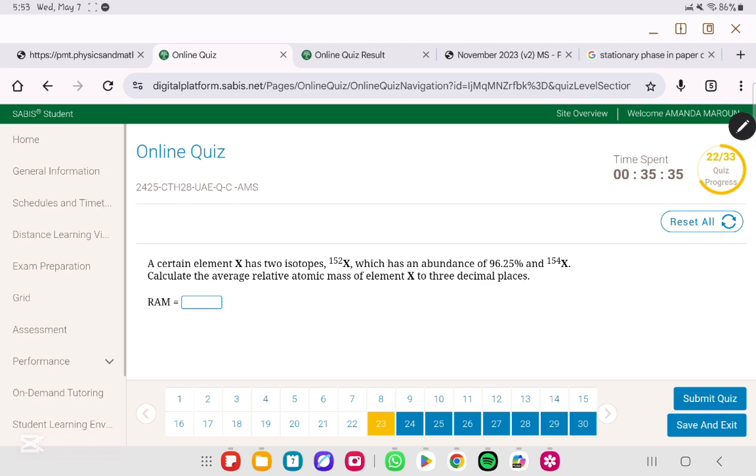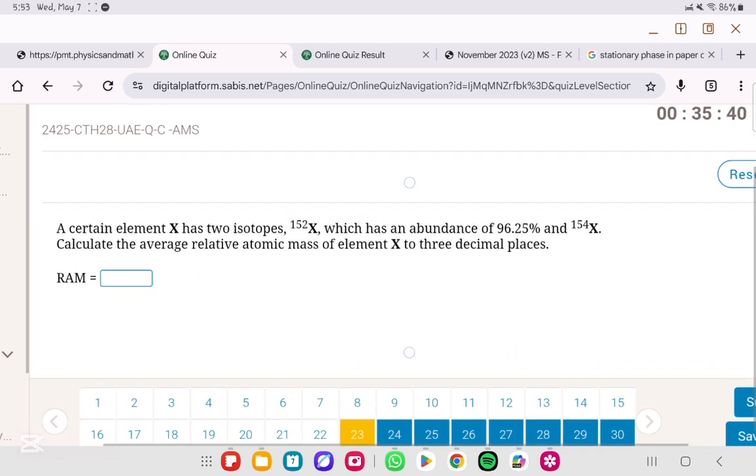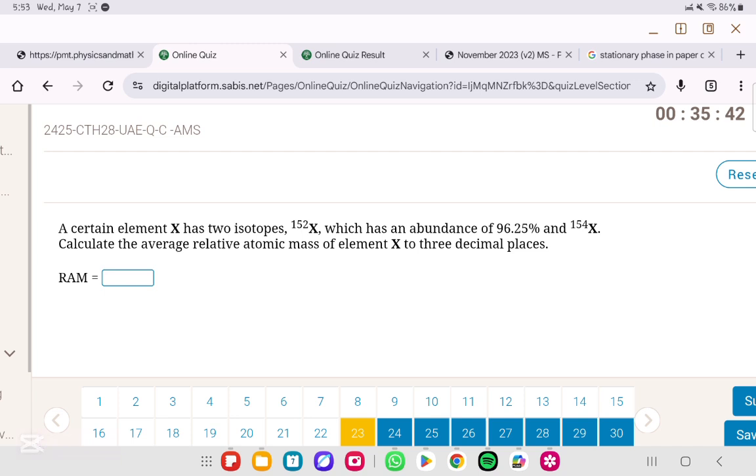A certain element X has two isotopes. This has an abundance of this. They want to find the relative atomic mass, the average relative atomic mass. So in order to do that, we will need to take what? We will need to take the mass and multiply it by its abundance. Add it to the mass. Now here is where your skills come in handy.